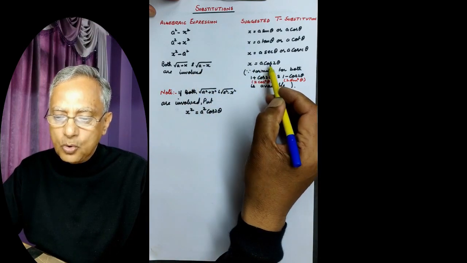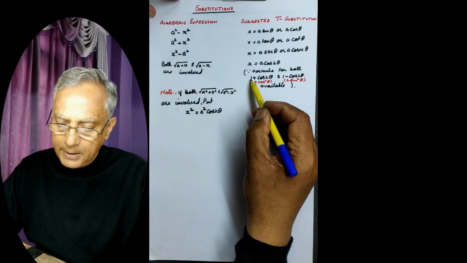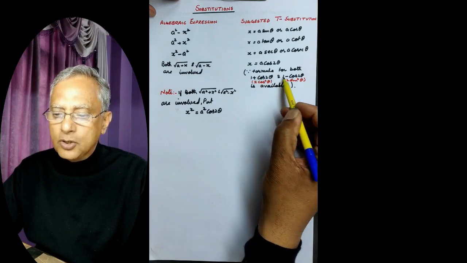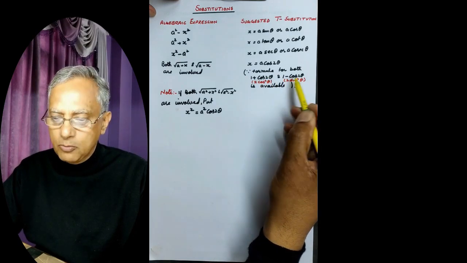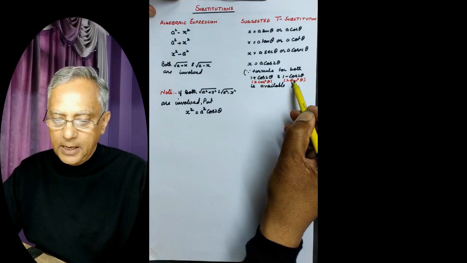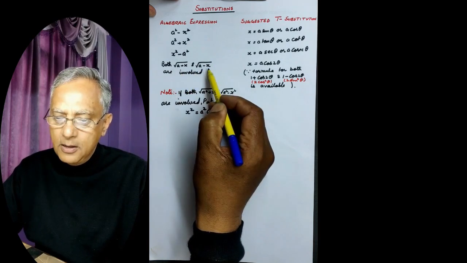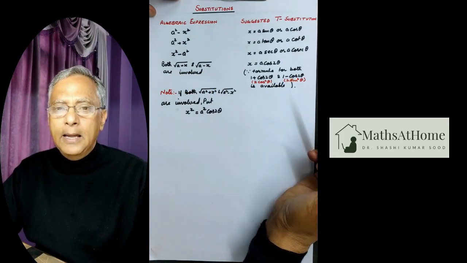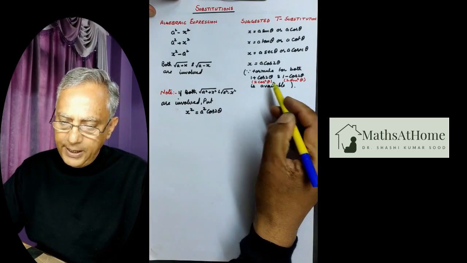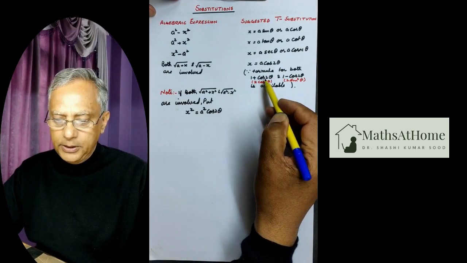If both under root a plus x and under root a minus x are involved, we substitute x equal to a cos 2 theta. Because for both 1 plus cos 2 theta and 1 minus cos 2 theta, we have a formula. This is 2 cos square theta and this will be 2 sin square theta. If we have a plus minus x, both are involved, these formulae will help. So we try x equal to a cos 2 theta.